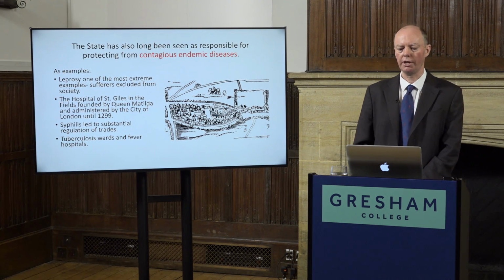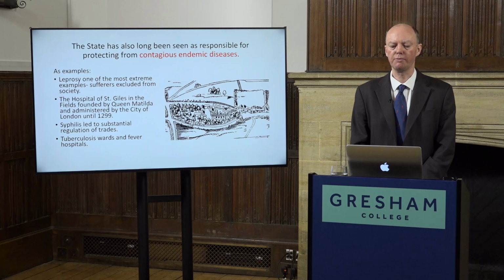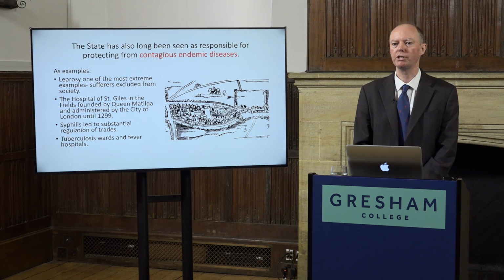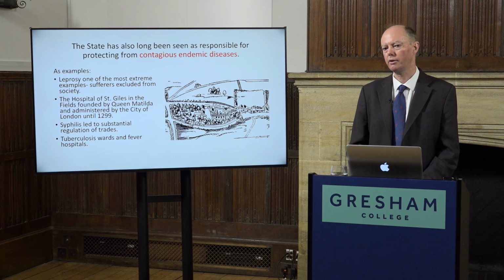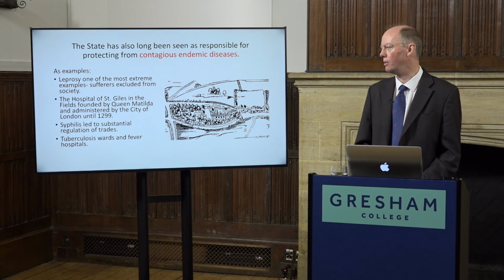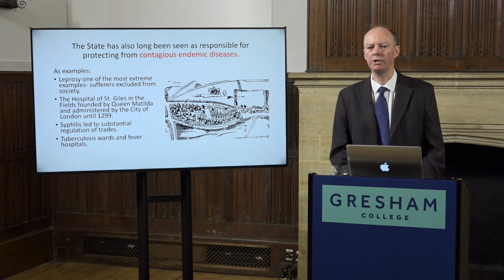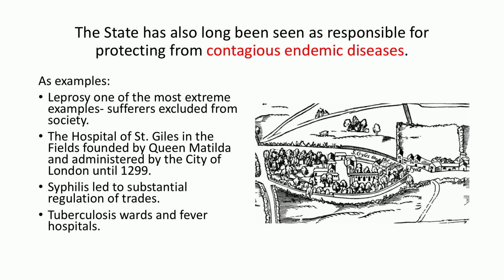The state has also long been seen as responsible for protecting from contagious endemic diseases. These are diseases which are there the whole time. There are some extreme examples of this. For example, leprosy was a disease which, if people had it and they were diagnosed, they would be completely excluded in a very formal process from society, and then society would often maintain them. The government, in many cases, would maintain them in groups, leper colonies as they were called.